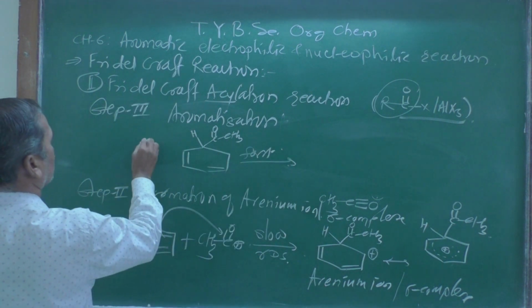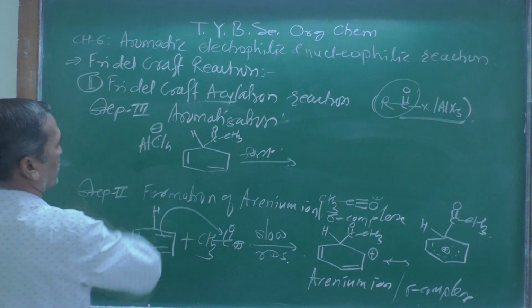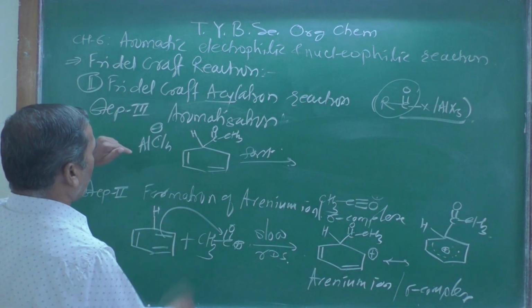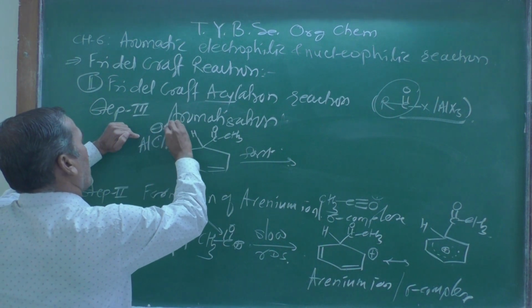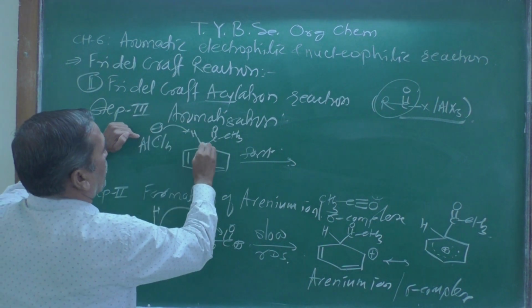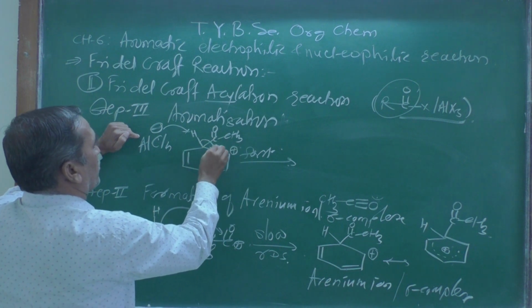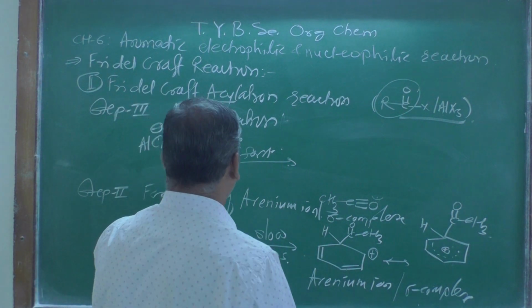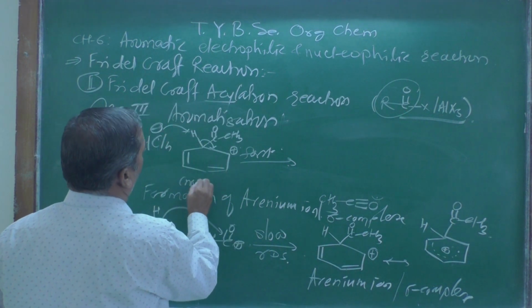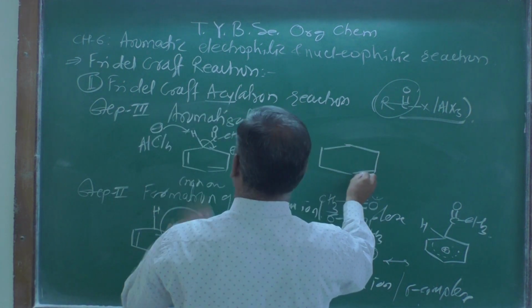And in the first step, what is going to happen? AlCl4 minus, this is a Lewis base, or the basic anion, which will abstract this proton. Here is a positive charge. Now the aromatization is retained over here. Even though it is a non-aromatic compound, this one now becomes an aromatic substituted product.